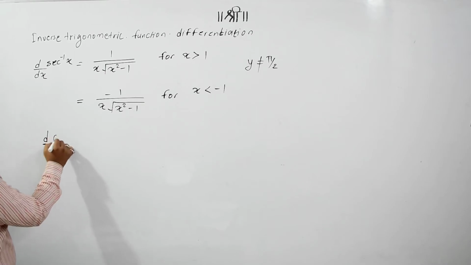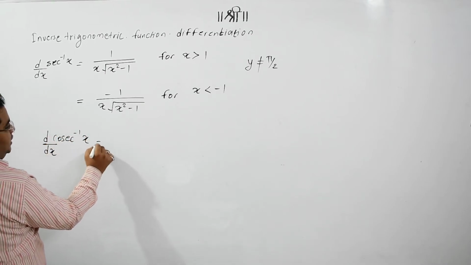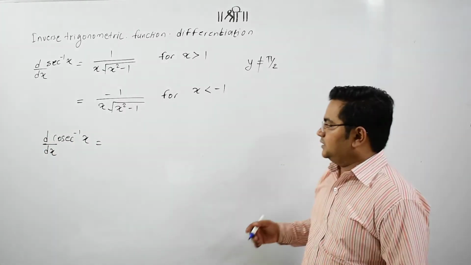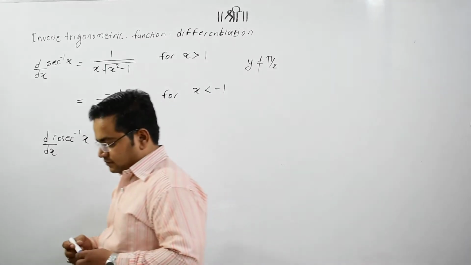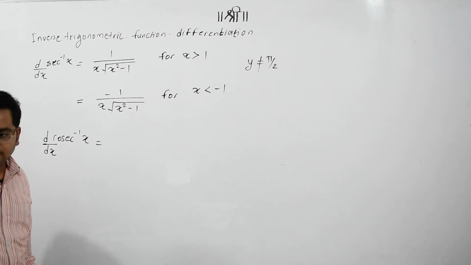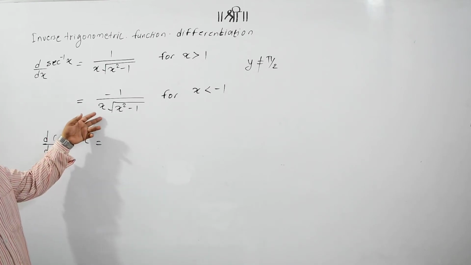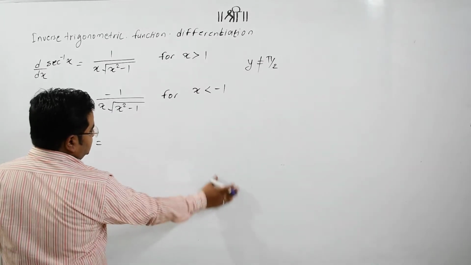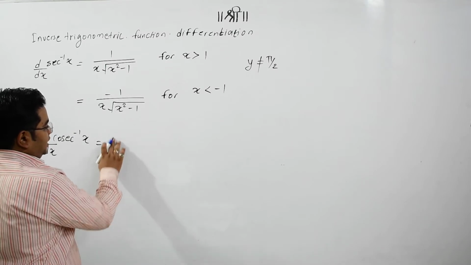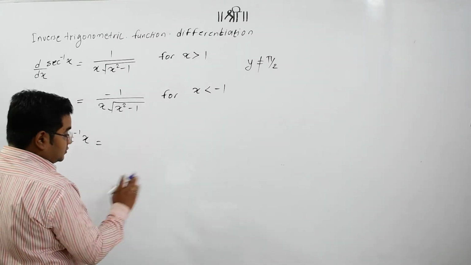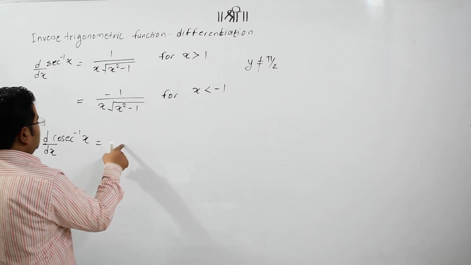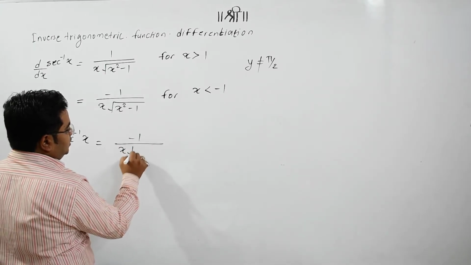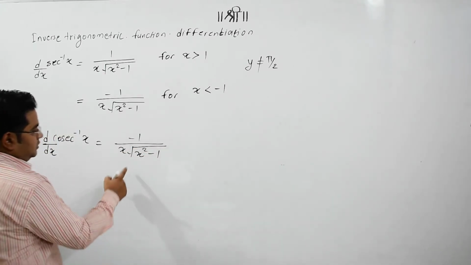So d upon dx of cosec inverse of x. What is the value of cosec inverse of x? Cosec inverse of x again has a very interesting parameter. Again here is the change; this value will flip. Just as cos and cosec values were shifted, similarly sine and cosine values were shifted, so we also shift in these sec and cosec values. How? Minus 1 upon x under root of x square minus 1. So it is quite opposite.